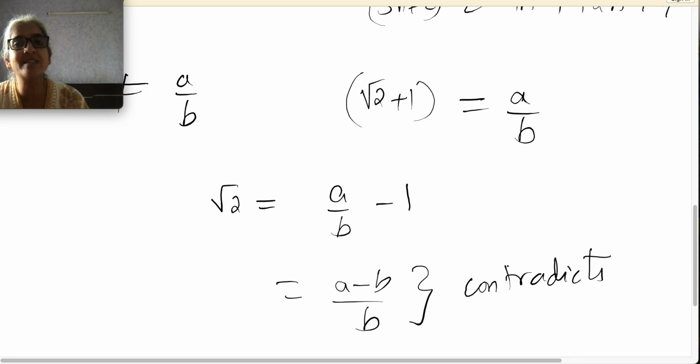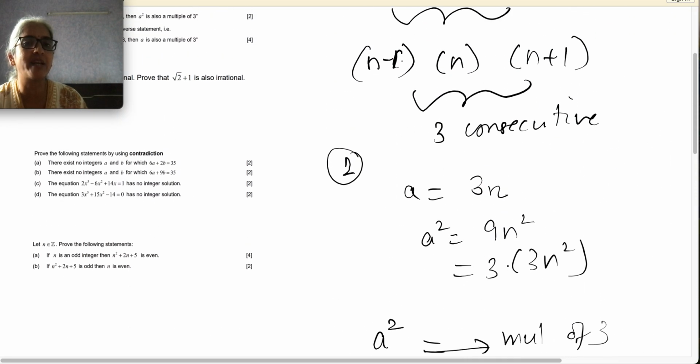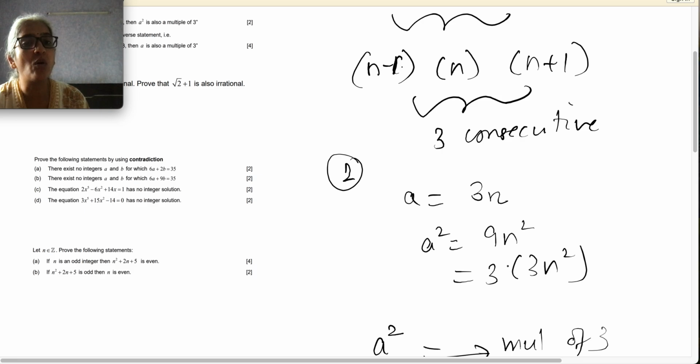So therefore my assumption that root 2 plus 1 is a rational number must be wrong, because that led me to this result. So therefore by contradiction I can prove that if root 2 is irrational, then root 2 plus 1 is also irrational.